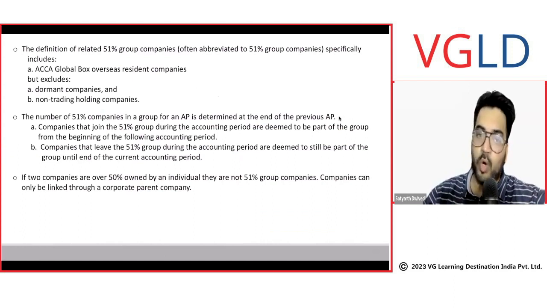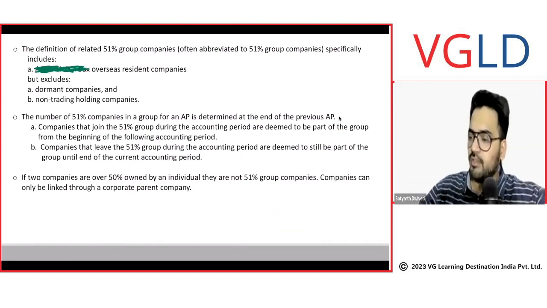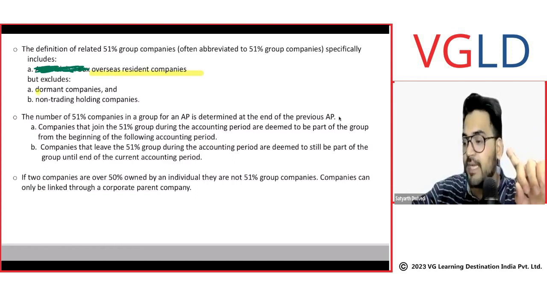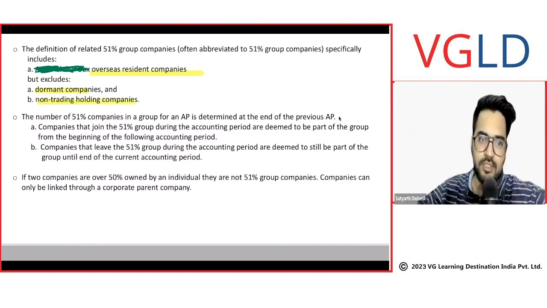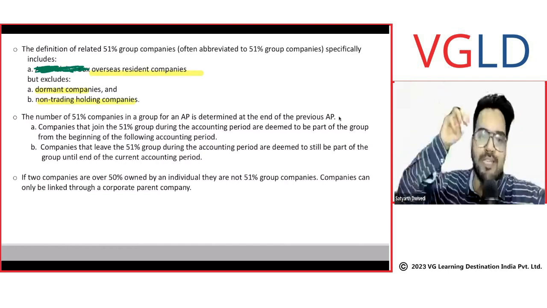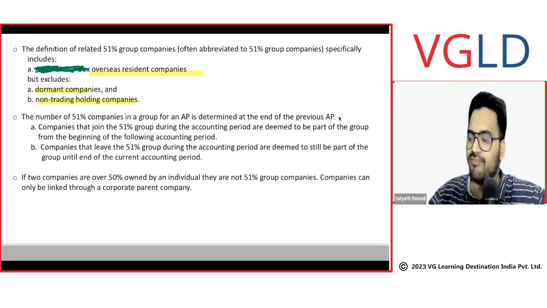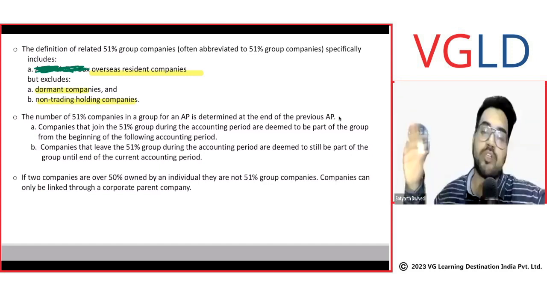Now, what will be included? What is going to be included? In the 51% group companies, specifically any overseas resident company also has to be included. But what you exclude is a dormant company and a non-trading holding company. Suppose you have a company which is just a holding company, which does not do any business. That company has to be excluded. If you have just one company that is doing investment, that is not a group company. So if you have five companies which are doing business and a sixth company that is just a holding company, you don't divide by six, you divide by five, because a non-trading holding company is excluded. A dormant company is also excluded.